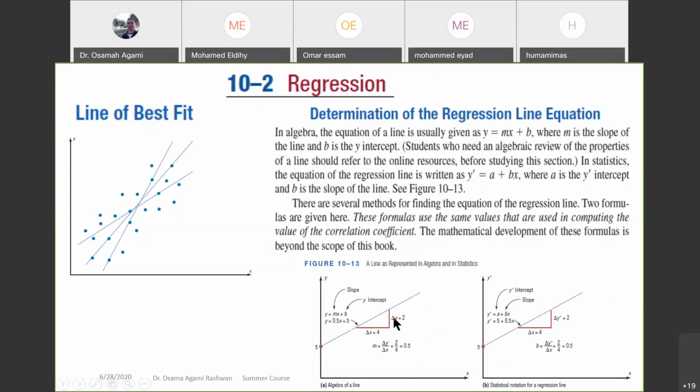How to find the slope? The rise over the run, right? For any two points. Okay? This slope must agree with the sign of the correlation coefficient. If the slope is negative, the correlation coefficient sign will be negative. And if the slope is positive, the correlation coefficient must have a positive sign.